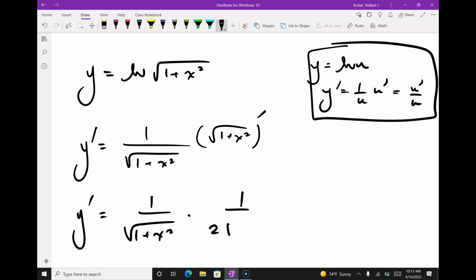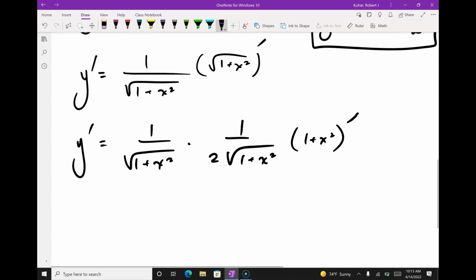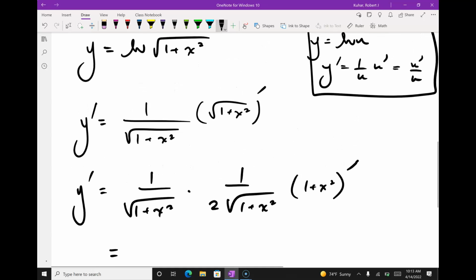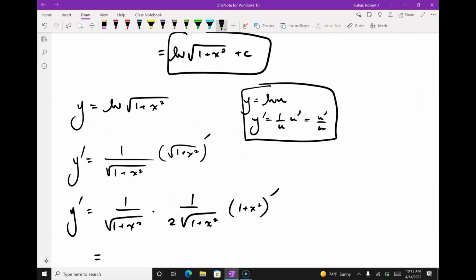One over 2 square roots of 1 plus x squared times another derivative of the inside. So that's the formula that we have memorized, and it's on your formula sheet, and it's on your cheat sheet, right? All right. So what happens here?